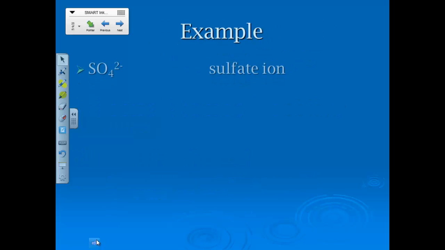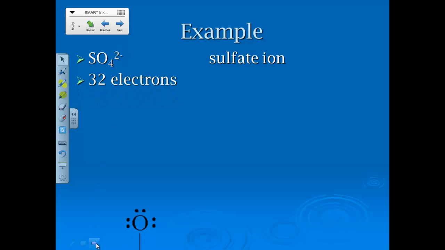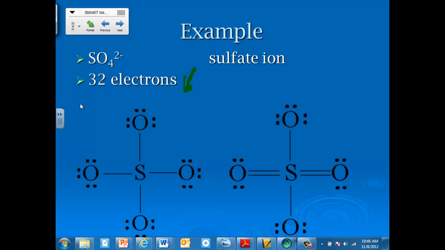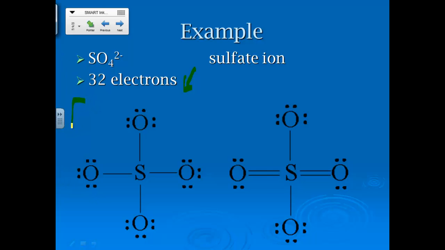Okay, so let's look at sulfate. We know sulfate has a 2-, so it's going to have 32 total electrons. Now, here are two possible versions for the sulfate ion. I'm guessing most of us probably would have gone with this one, but this one can work too. It meets the rules, except for the fact that it went right to a double bond. Now, we would put brackets around it for 2-, but that's just a housekeeping thing.